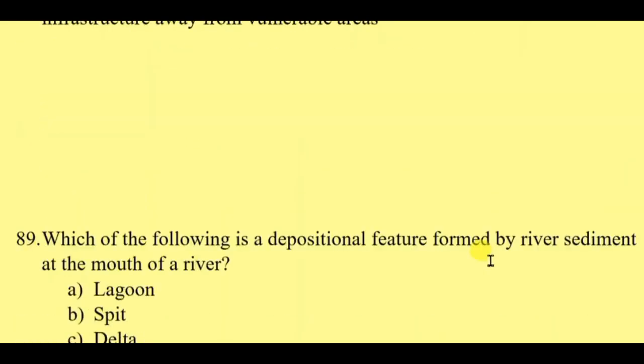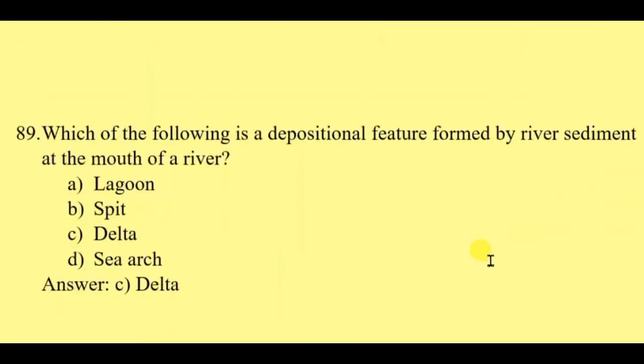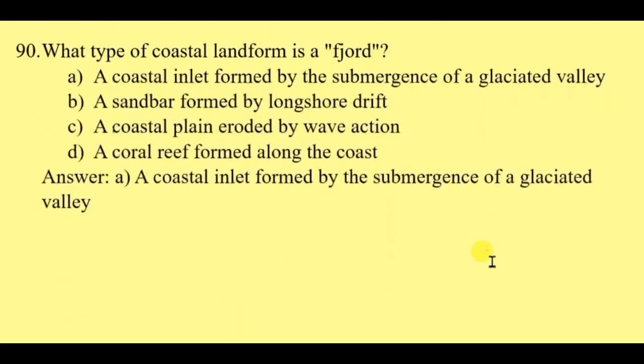Managed retreat. Question 89. Which of the following is a depositional feature formed by river sediment at the mouth of a river? Lagoon, spit, delta, sea arch. Here the correct answer will be delta.